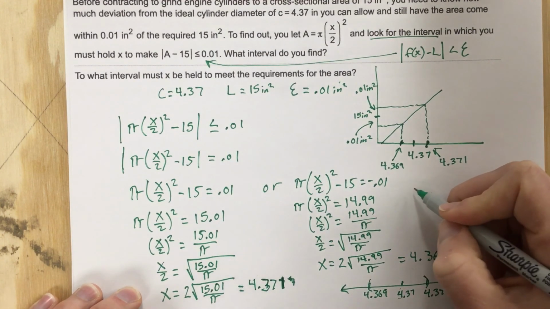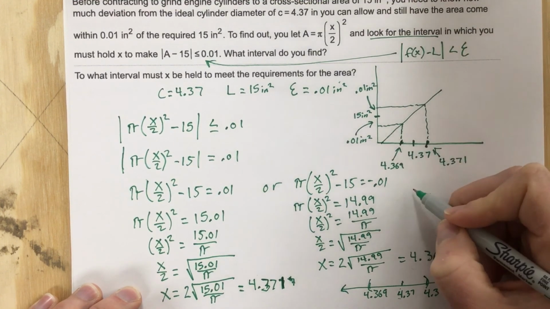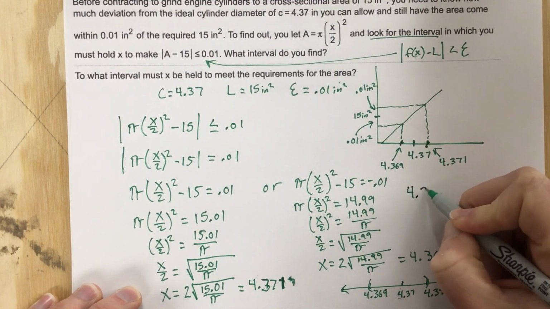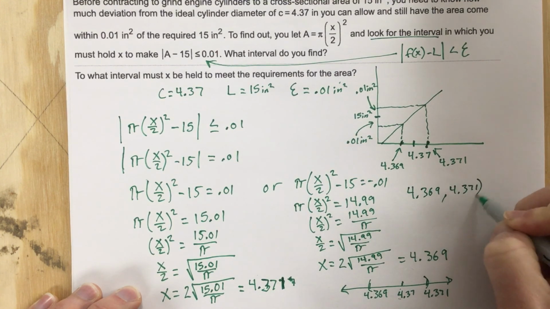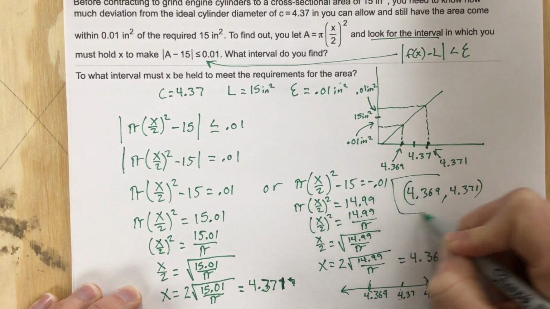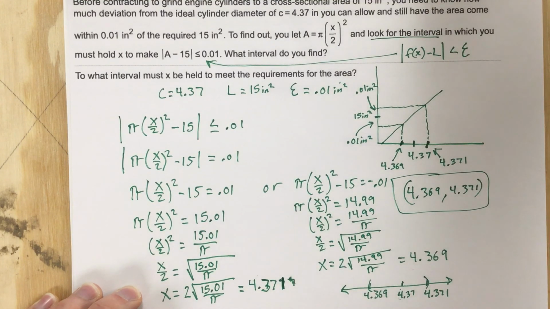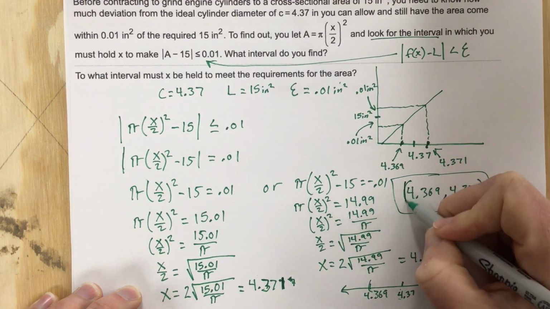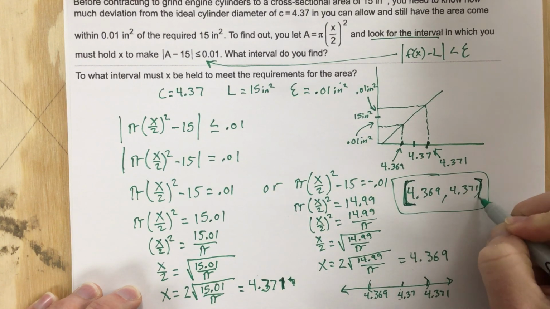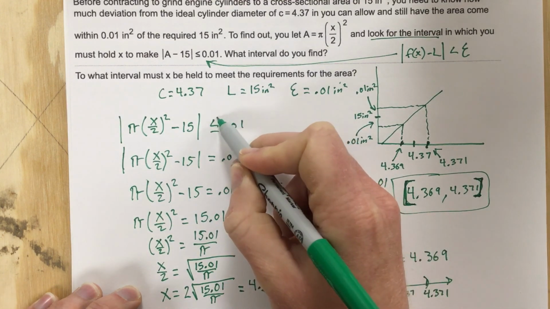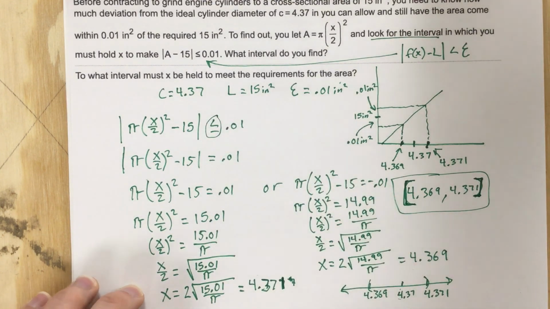So our interval, since they said look for the interval, is 4.369 to 4.371 for the solutions. And actually the endpoints work for this because they keep us right at the tolerance. And the reason the endpoints work is because of the less than or equal to sign.